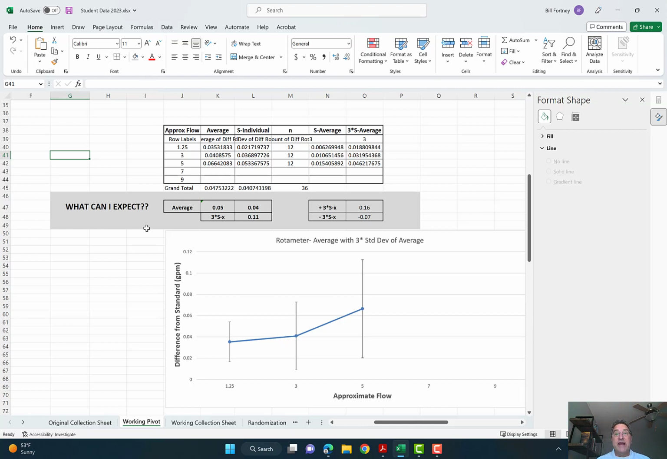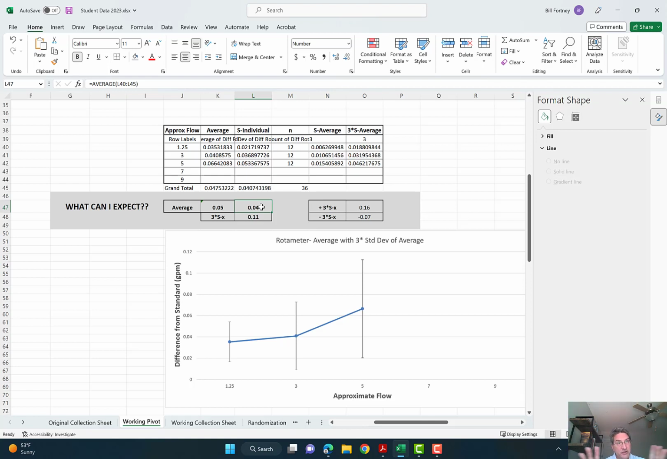Now, how much variation would I see in that? Okay, now I'm talking about an individual reading. If you go use the rotometer and you just take a reading, what kind of variation can you expect? Then it's 0.04. Okay, do you see that? So what I would say to you is, what can I expect of the rotometer? I would expect a bias of about 0.05, and it varied by about 0.04 from that.